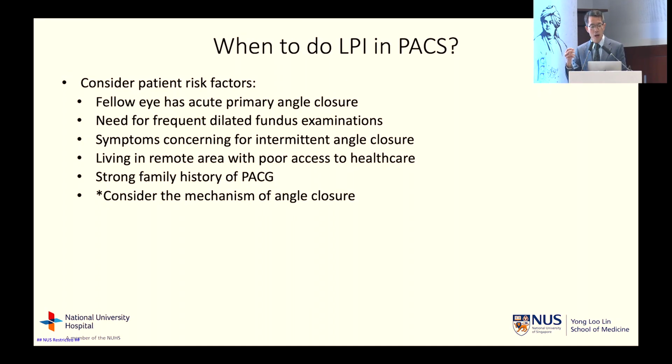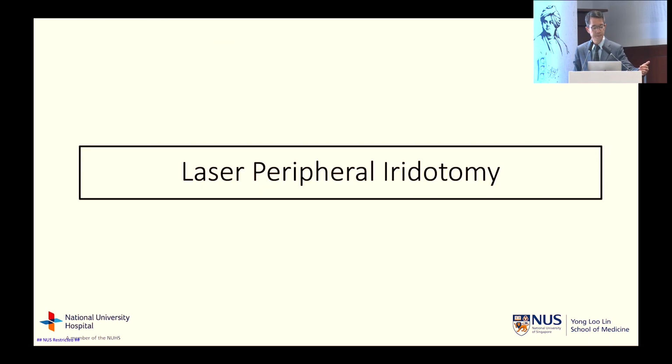Personally, when do I do LPI in patients with primary angle closure suspect? I do consider these factors. Firstly, if the fellow eye has had an acute angle closure attack, I do laser iridotomy. If this patient requires frequent dilated fundus exams, has symptoms related to intermittent angle closure, or is living in an area where they cannot get access to healthcare, and once again, emphasizing looking at the mechanism of angle closure. If this particular patient presents with PACS and has a thick peripheral iris or a lens vault, then I tend not to do a laser iridotomy.